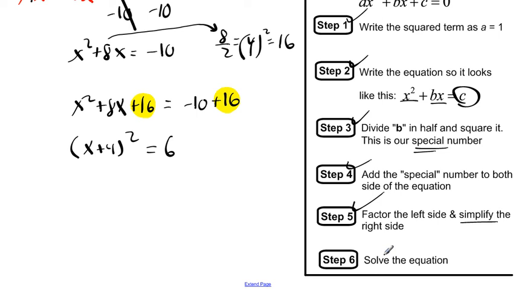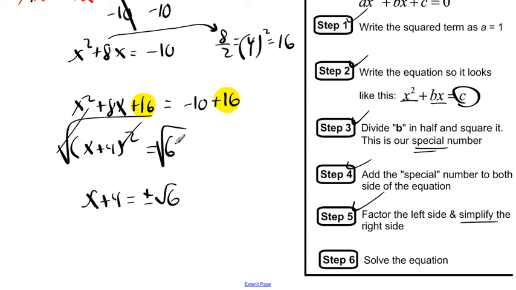Bing! And step number 6 now to solve the equation. Cool, so let's get rid of the square by taking the square root of both sides. The square crosses out with the square root. So I have x plus 4 equals plus or minus radical 6, right? Because we can't simplify the radical 6. And then we just subtract 4 from both sides, and we get x equals negative 4 plus or minus radical 6. And that would be it for that one.